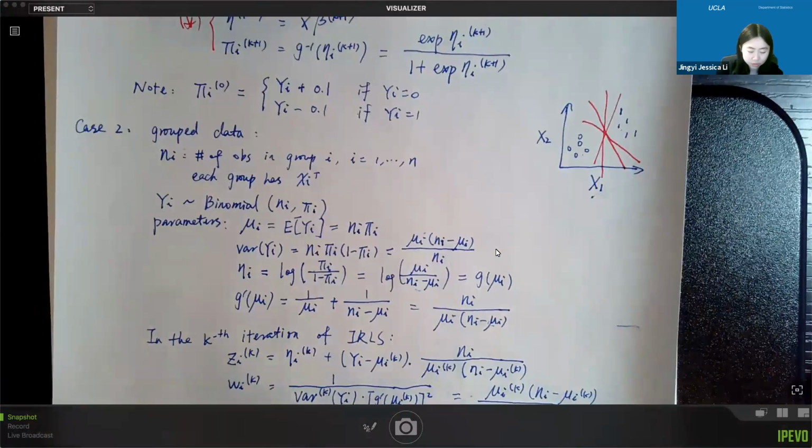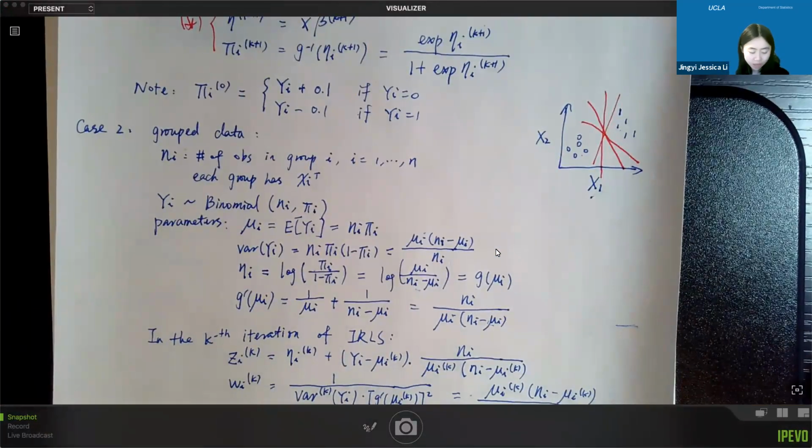We can see that we are doing this reweighting and reweighted least squares constantly in this application.